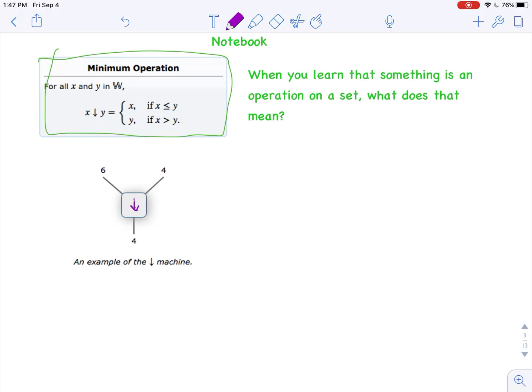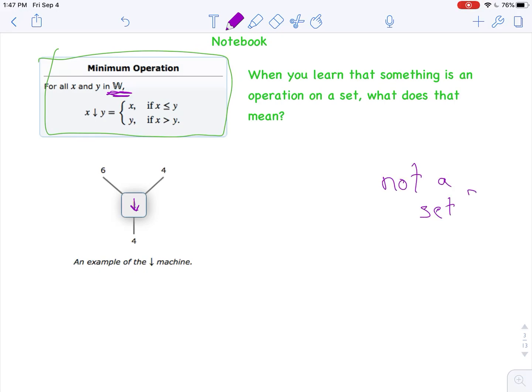So the lowest number function here, you see a little arrow pointing down, 6 and 4 leads to a 4, which is in fact going to be a whole number. Because right here, my minimum operation, I'm defining that as, for all x's and y's in the set of whole numbers, that's going to be an answer that is a whole number. It has to be. So that's what we mean when we talk about an operation on a set.